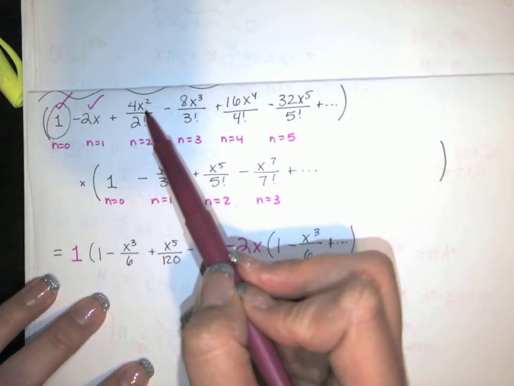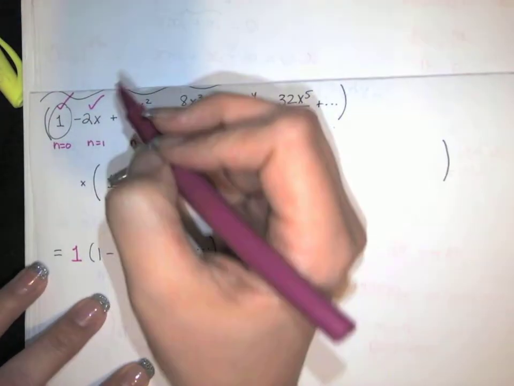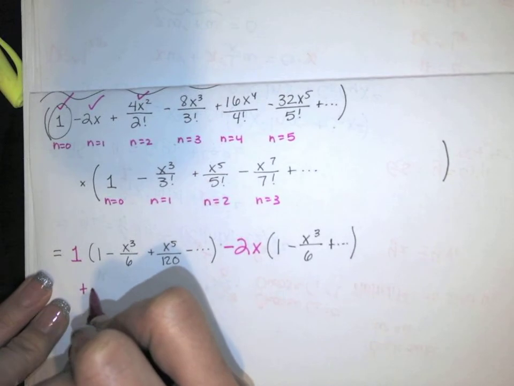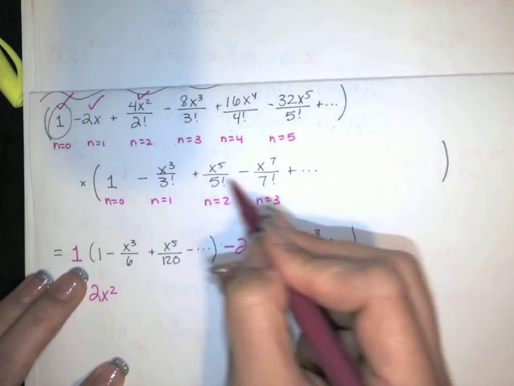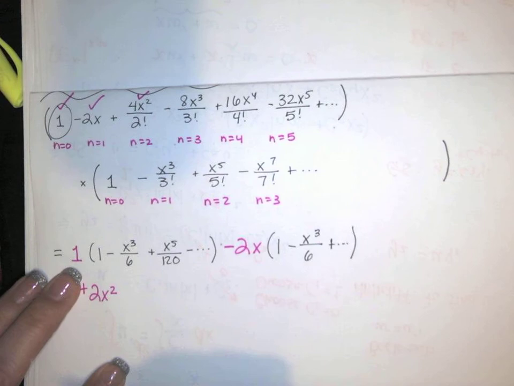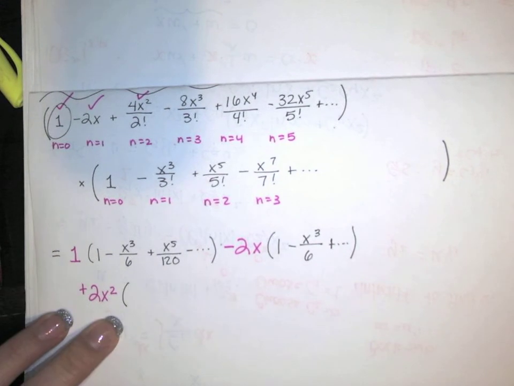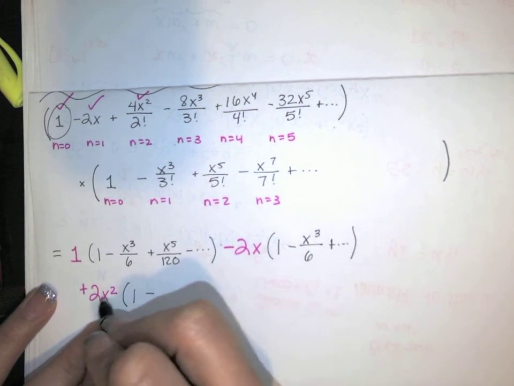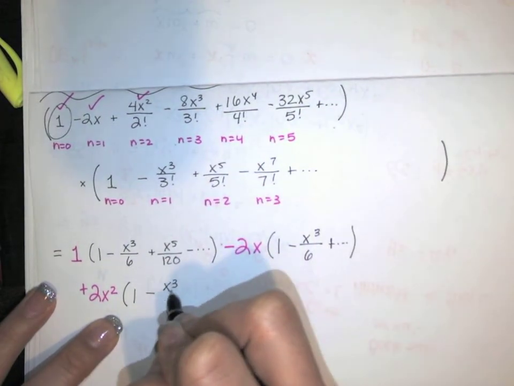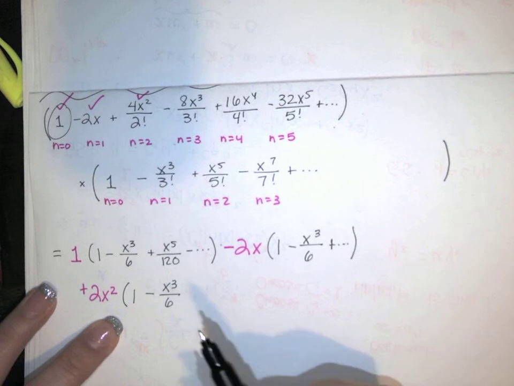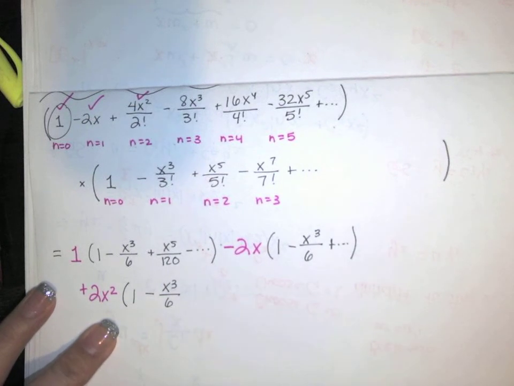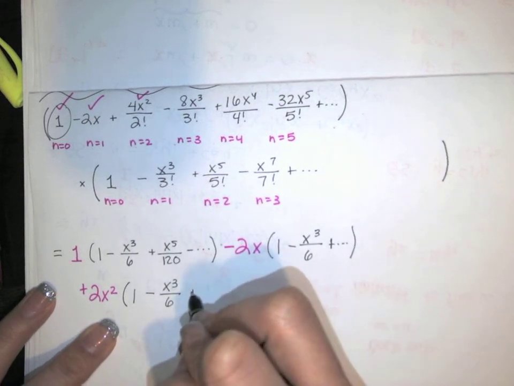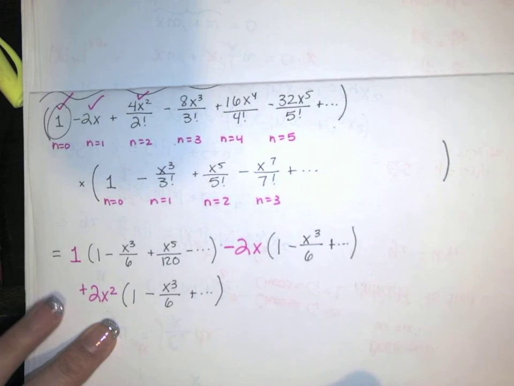Then the next one I need is this 4x squared over 2 factorial, which simplifies to 2x squared, times all of this. Again, keeping only the terms that will multiply to give me an x to the fifth or lower. 2x squared times 1 is going to give me an x squared term. 2x squared times x cubed over 6 will give me an x to the fifth term. 2x squared times the x to the fifth would give me an x to the seventh term, so I don't need that. So I've got that there.